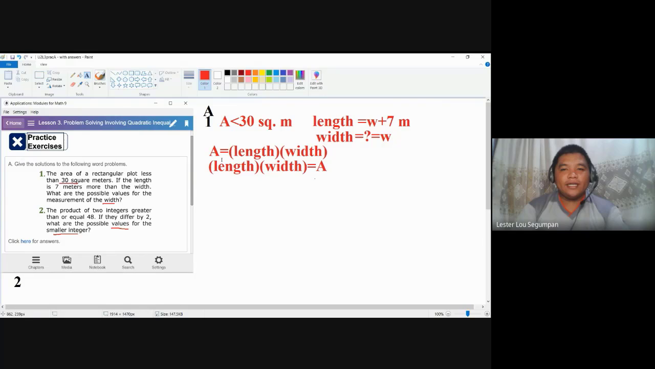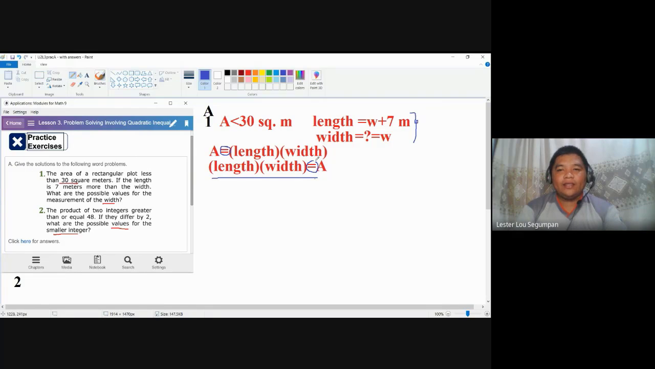We are going to use this relationship and the given facts from the previous step to determine a number sentence. But take note, area is equal to the product because that's the actual formula for getting the area of a rectangular plot or a rectangle. But since here the relationship says that the area is less than 30 square meters, it will look like this.